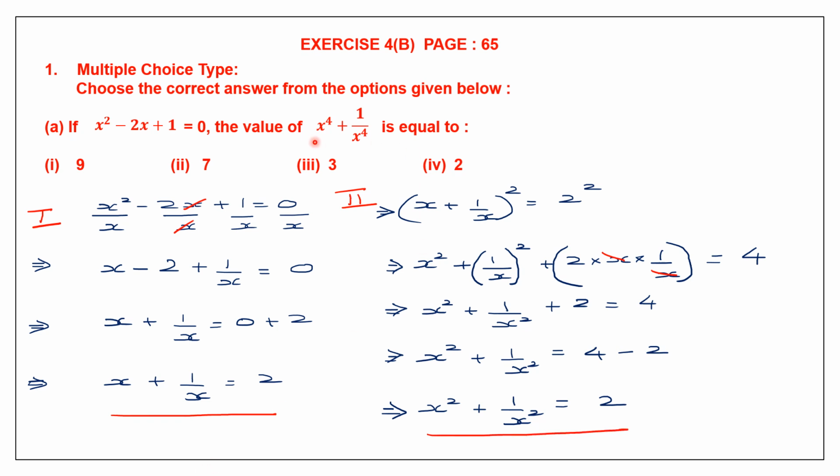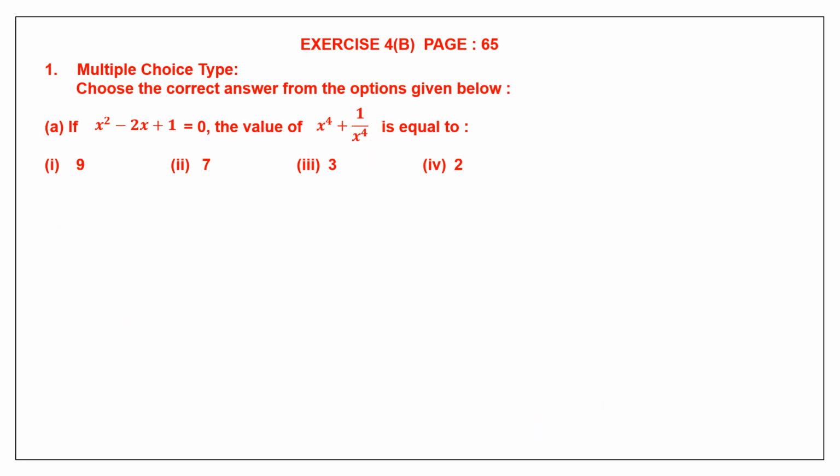Now our question is, we should find the value of x to the power of 4 plus 1 by x to the power of 4. So now we know x square plus 1 by x square is equal to 2. This is what we just found out. To find the value of x to the power of 4 plus 1 by x to the power of 4, we are going to square both sides of this equation. So this equation has x square plus 1 by x square on the left hand side. On the right hand side it's 2. We are going to square this. So let's write it down here. So that is x square plus 1 by x square.